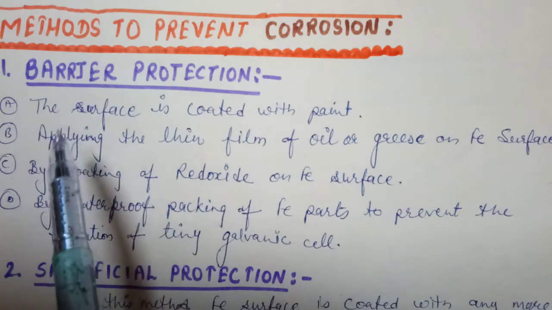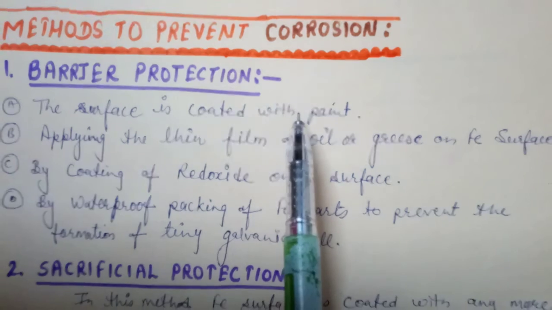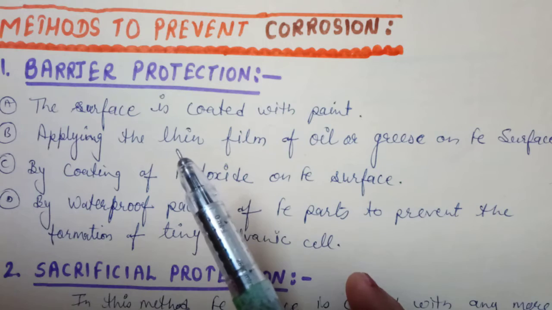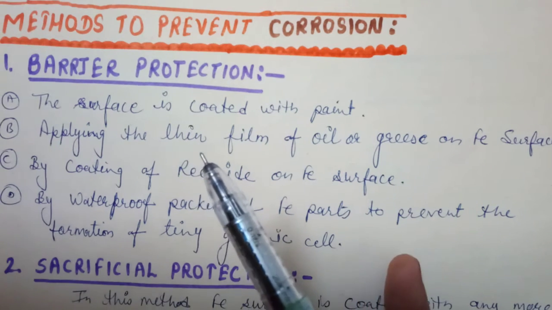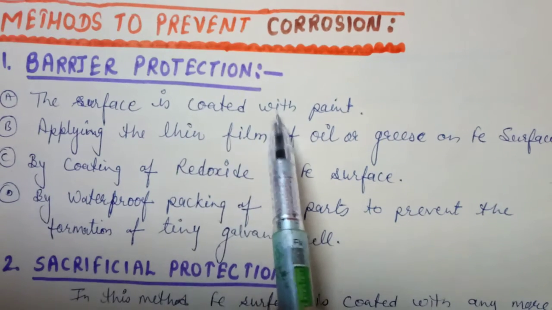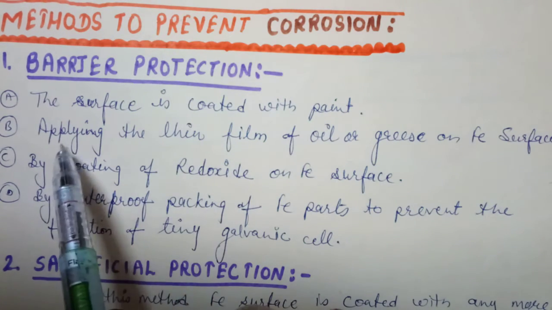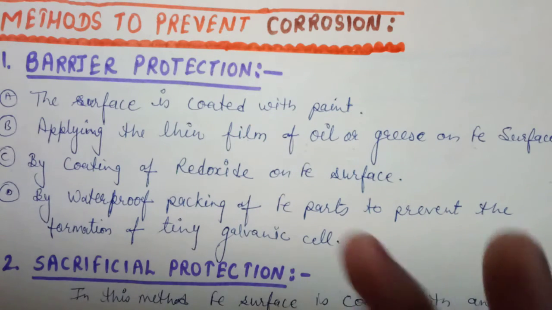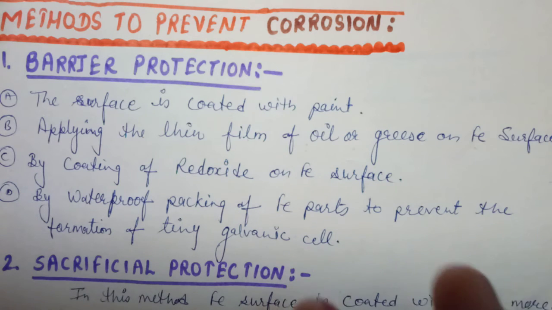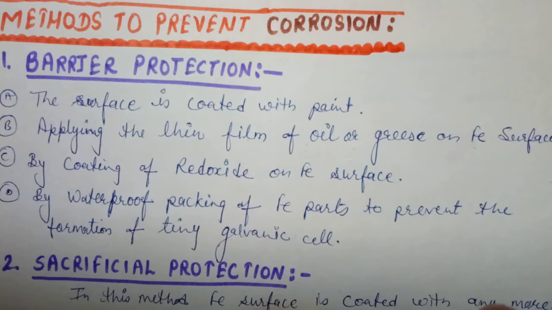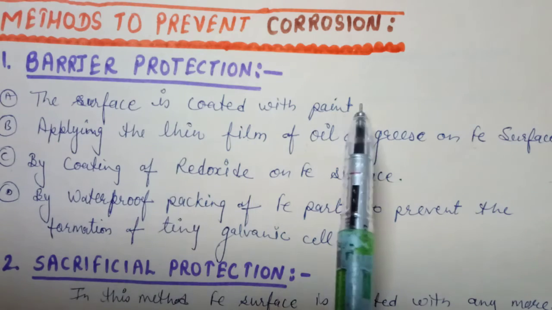So see, the surface is coated with paint. We generally use iron doors and windows painted with red oxide, or any paint. Or we can apply a thin film of oil or grease on Fe surface. Generally in utensils we use an oily or greasy surface layer to prevent the corrosion on the iron objects, just like pans, iron pans. Okay, so the surface is coated with paint.